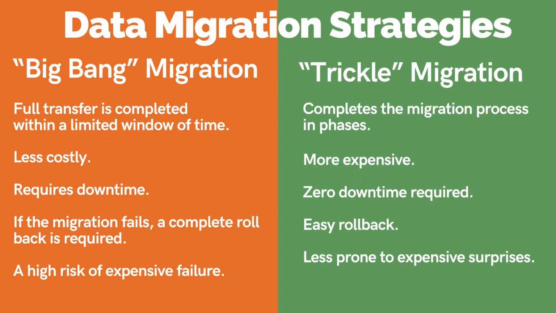Disadvantages of a big bang approach are, a high risk of expensive failure as problems may be discovered after complete migration. If the migration fails, a complete rollback is required. And big bang requires downtime. Disadvantages of a trickle approach are, it is more expensive. And we have to maintain multiple live environments for trickle approach.